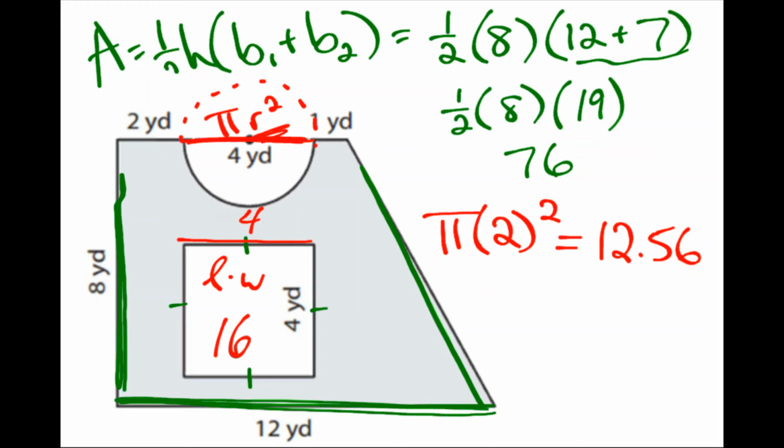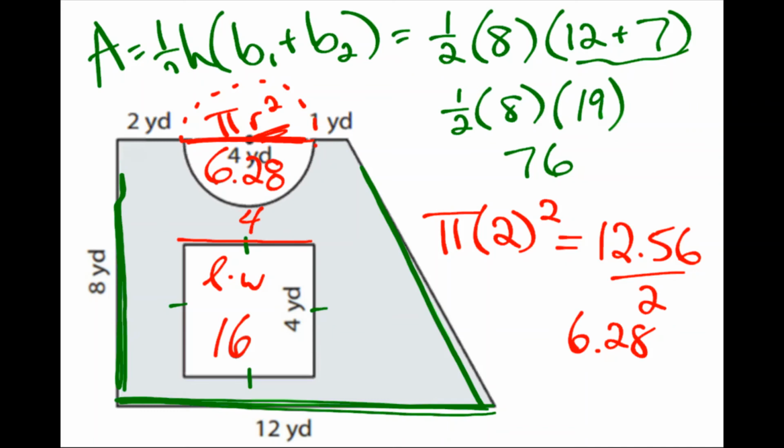That's if I had that entire red circle, but I don't. I only have half of that. So I'm going to divide that by 2. And that gives me 6.28. So this area is 6.28. Now I'm going to take that away from my total.